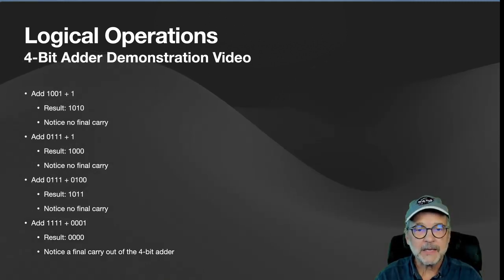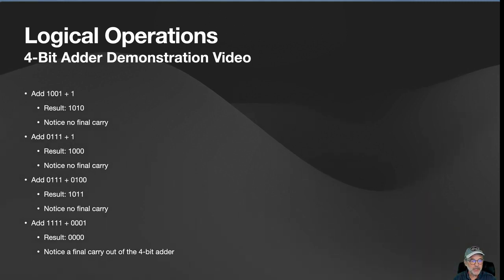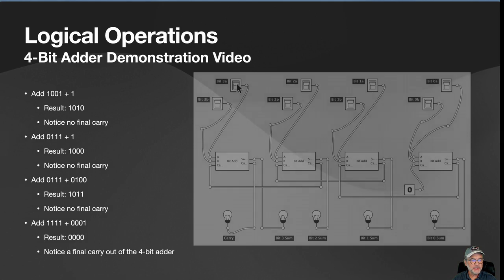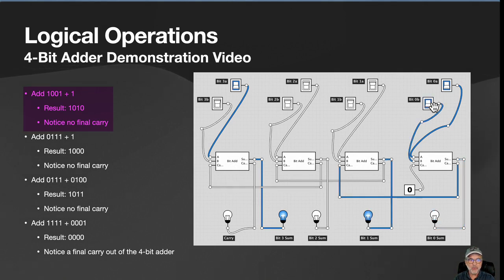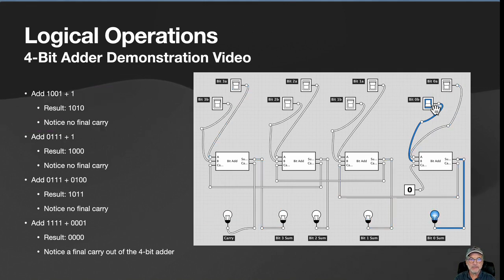Okay, so let's take a look at some addition operations with a 4-bit adder simulator. Now in this video, what you're going to see is that I've got all the upper bits off, and I'm going to go ahead and turn on 1001. Then the second number is going to be 1, and you're going to see how 1001 turns into 1010 on the bottom. And the carry out is still 0. So let's reset everything.